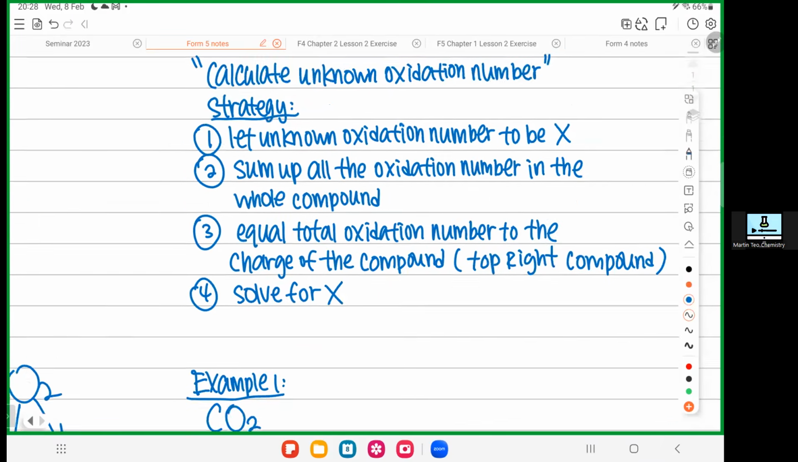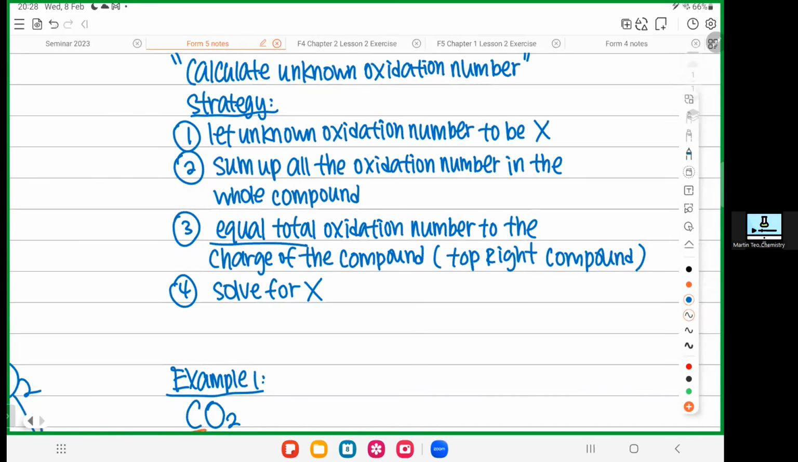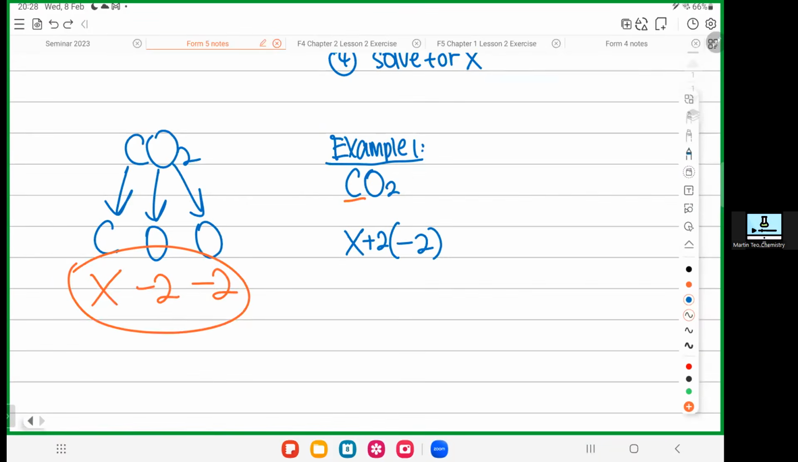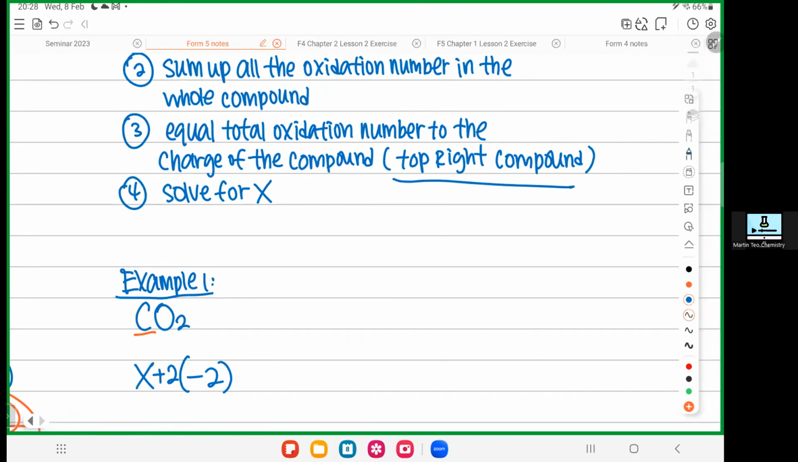Okay, so you see, let the unknown oxidation number be X. You add all the oxidation numbers together in the compound. Then you equal the total oxidation number to the charge of the compound. So what is the charge of this compound? Always look at the top right corner. Sorry, I wrote wrongly. This is not a compound. Top right corner.